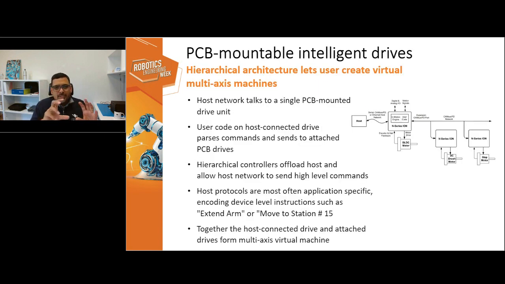With that, I'll walk through this other one, where we talked about the distributed control. In this one, you put the remote N-series drives on this expansion network, and you can send more high-level commands to the remote axes, and you can initiate modes.